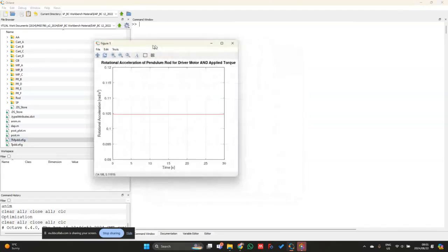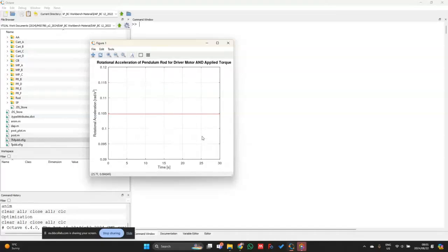So if we consider the graph, figure 1 that we have over here, this is now for the case where we have both a driver motor and an applied torque. And what you'll see is for the driver motor that we specified, we know that the acceleration was 2 pi over 60 radians per second squared. And what we actually see over here is that that driver motor then limits the rotational acceleration. So this rotational acceleration is constant at 2 pi over 60 throughout the entire time interval that we ran it.